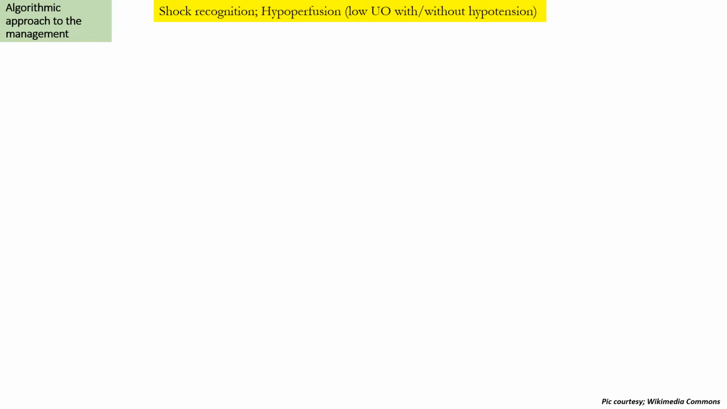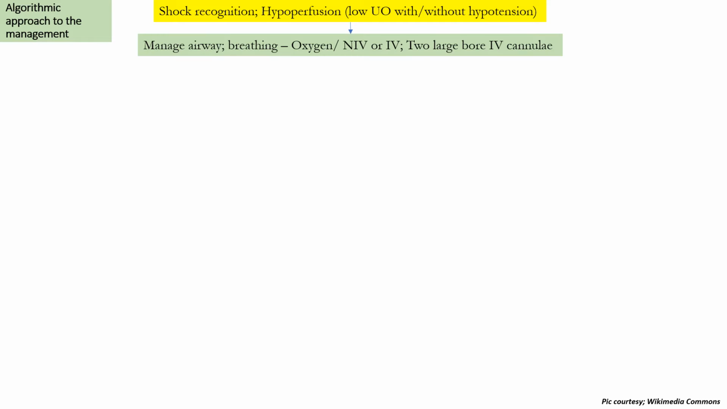So once you recognize shock, then you manage airway if required, if the child is altered or is having impending respiratory failure, and provide oxygen, NIV or IV as required for breathing management. Secure 2 large bore IV cannulae for administration of fluid and other antibiotics.